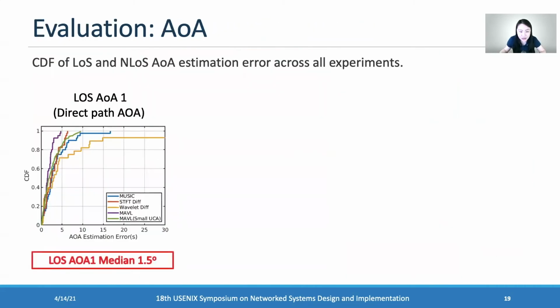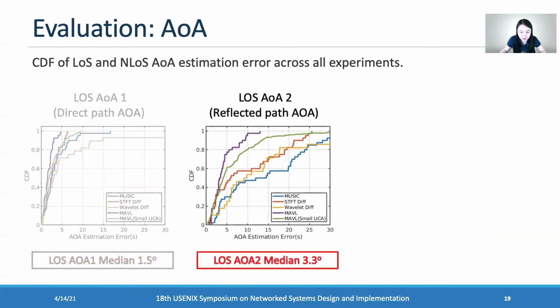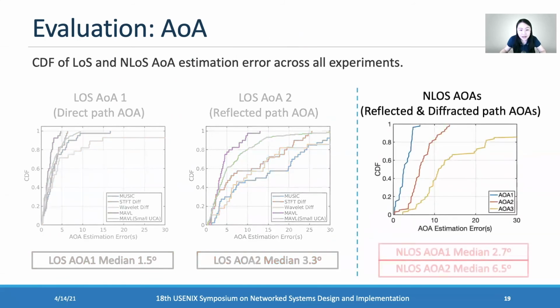Let's first see the angle variable estimation results. For the line-of-sight case, the purple line is our MAVL results. Our approach outperforms all other benchmark approaches. The direct path angle variable has a median error of 1.5 degrees. For the second angle variable, it has a median error of 3.3 degrees. And for non-line-of-sight, the median error of the first angle is 2.7 degrees and the second path is 6.5 degrees.